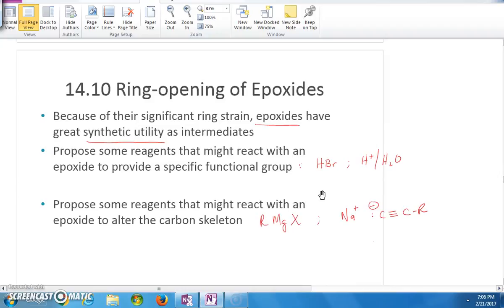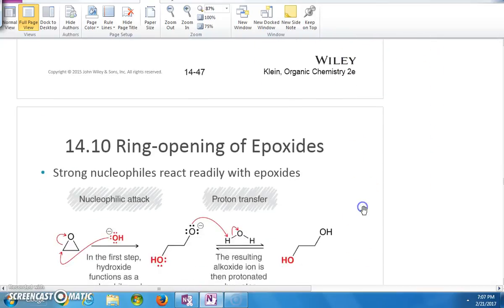Now, ring opening of epoxides. Because of the significant ring strain, epoxides have great synthetic utility as intermediates. We can propose some reagents that may react with an epoxide to provide a specific functional group. For instance, if you want to make a halohydrin, you can use HBr. If you want to make a diol, you can use this. If you want to make an alcohol with an extended chain, you can use a Grignard or an acetylide anion. All this will help you increase the tools that you have for organic synthesis.